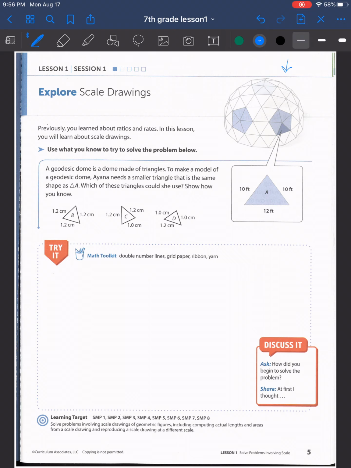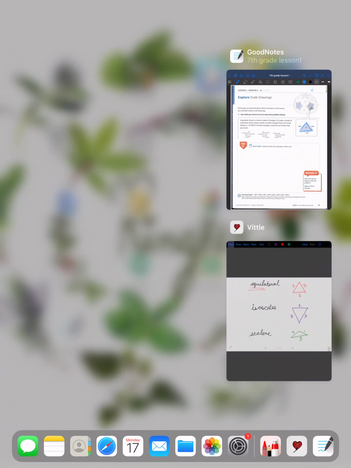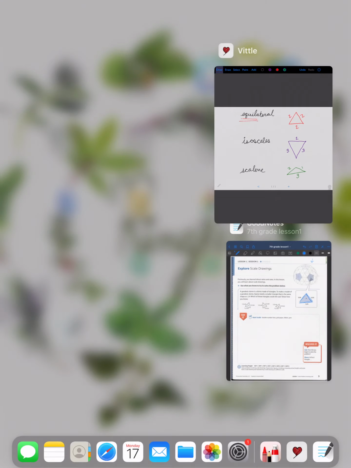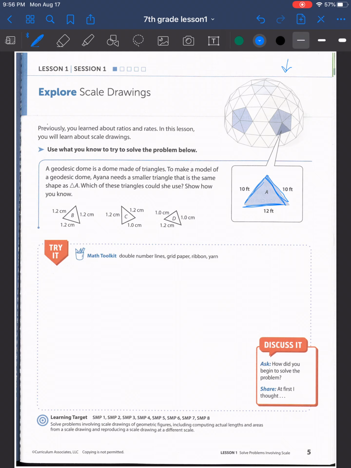Okay, so let's look at triangle A. Triangle A has a side that is 10 feet long, another side that is 10 feet long, and one side that is 12 feet. What kind of a triangle is that? Reverting back to the 3 that I just taught you. If you're telling me that that's an isosceles triangle, you are perfectly correct, because there are 2 sides the same length, one that is not. Now let's go look at B, C, and D. B has all sides 1.2 centimeters. Can't be B.